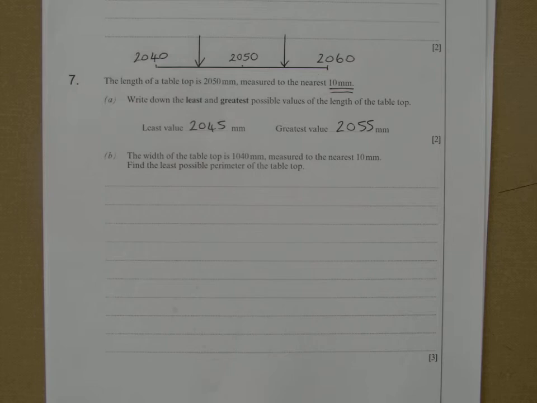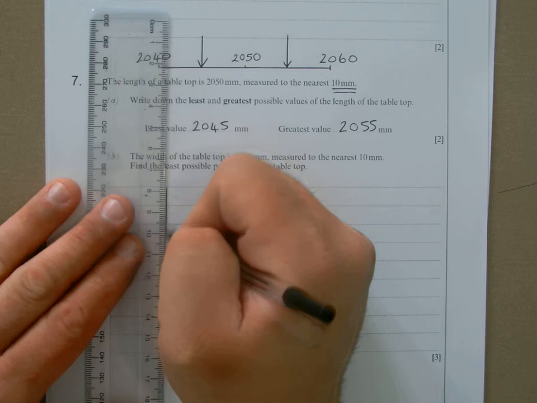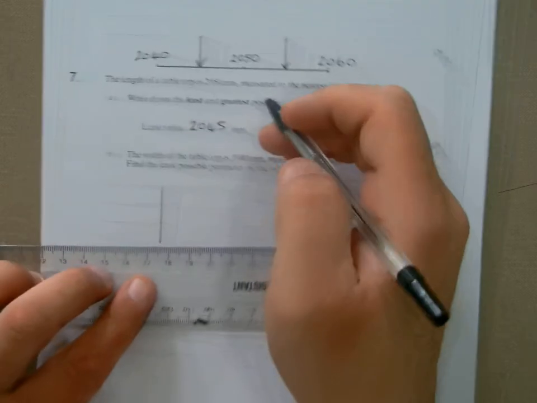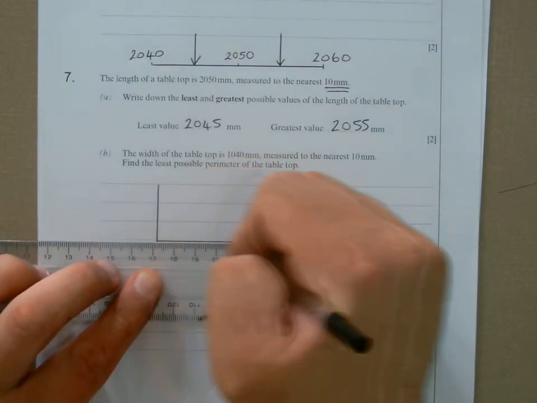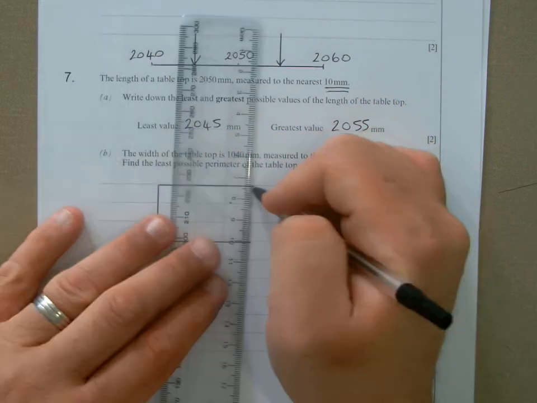Okay, so then it says the width of the tabletop is 1040 millimeters. Again, measured to the nearest 10 millimeters. Find the least possible perimeter of the tabletop. Okay, so a little sketch might help just to remind ourselves that we need certain dimensions and we need to do certain things to get the perimeter done correctly.